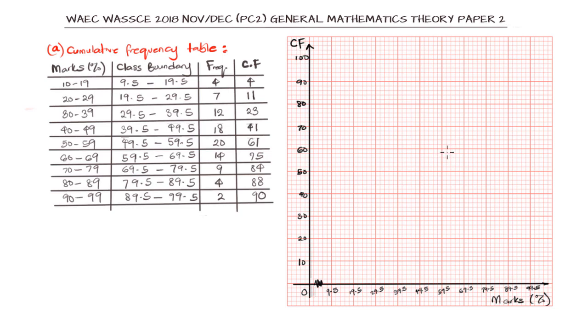So now, what we need to plot is the values of the upper class boundary against the corresponding cumulative frequency. That means we will start our first entry with 19.5, the first upper class boundary, and the cumulative frequency is 4. So here we'll have 4 on the vertical and 19.5 on the horizontal. In the same principle, we can trace each of the entries. Then the next one will be 11 and 29.5. Then the next one is 23 and 39.5.